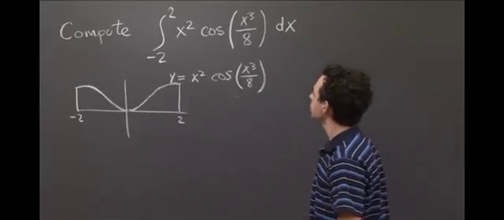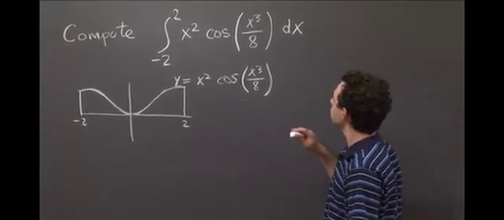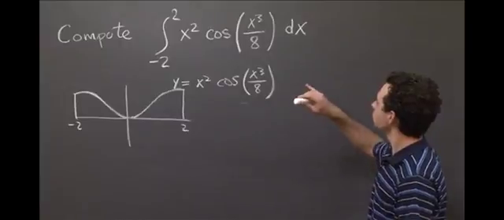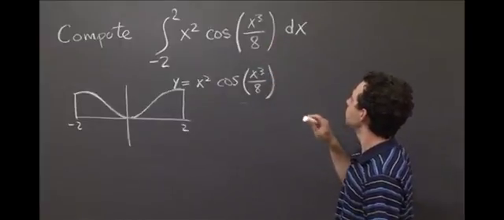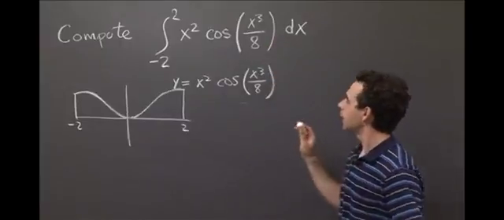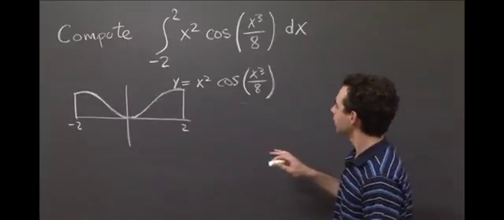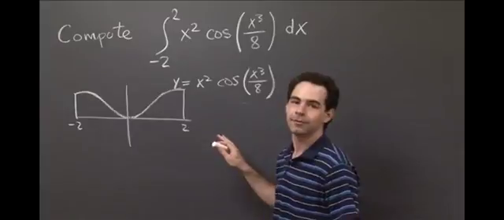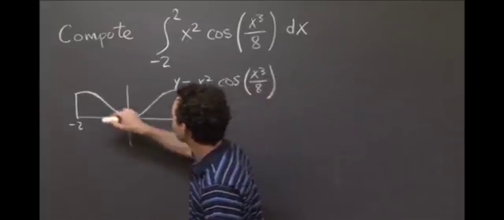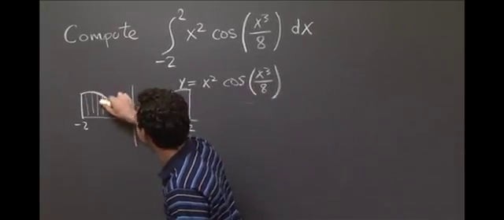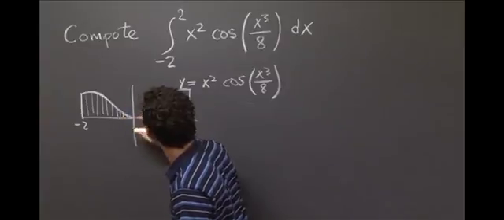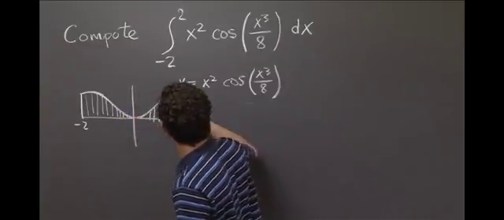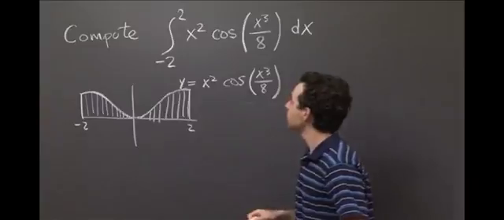Compute the integral from -2 to 2 of the function x squared cosine of the quantity x cubed over 8 dx. This is a kind of weird integrand. I've drawn a very, very rough graph of what it looks like. This is the area of this region. It's a positive function over this interval, so it's the area of this region that I'm asking you to compute.